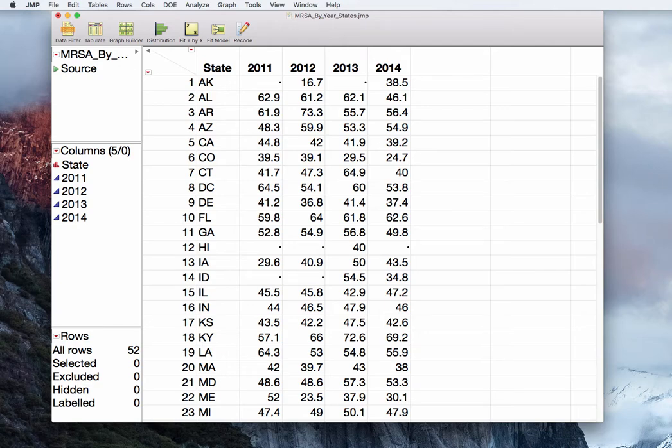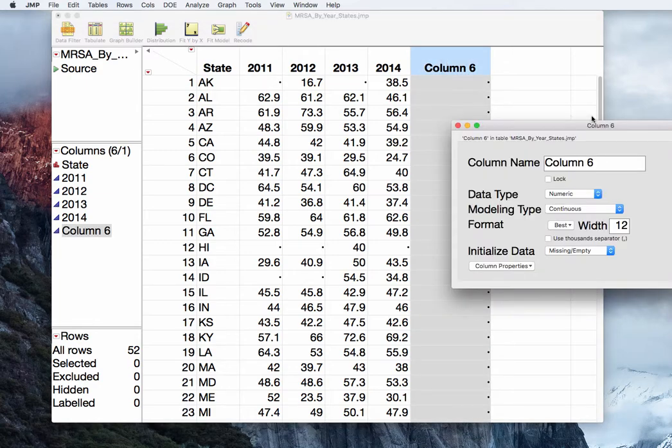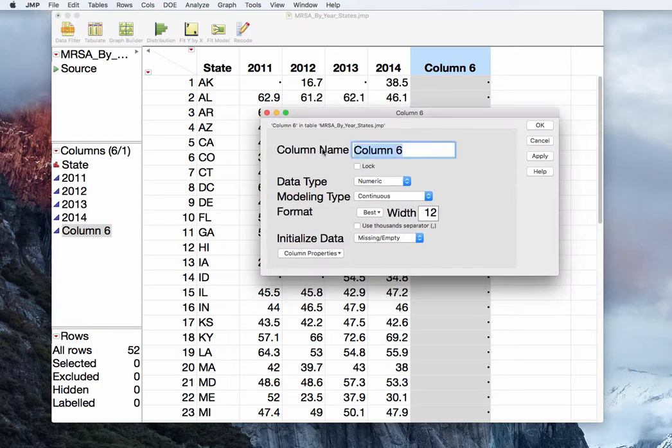Look at comparing the MRSA percent antibiotic resistant rates across years, specifically for 2011 to 2014. Using your data that has the columns by state, we first need to create a new column with the difference score. So let's begin by double-clicking here and double-clicking again on the column. And we're going to call this difference for 2011 minus 2014 and press OK.